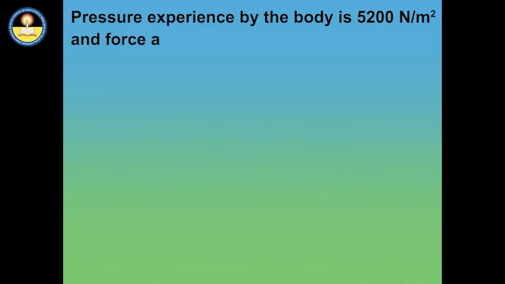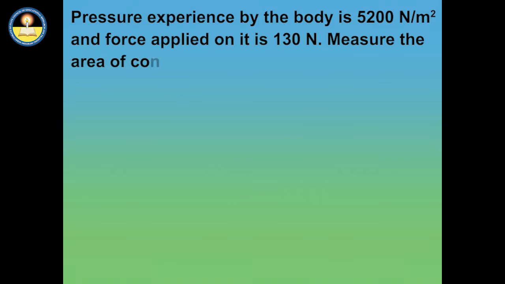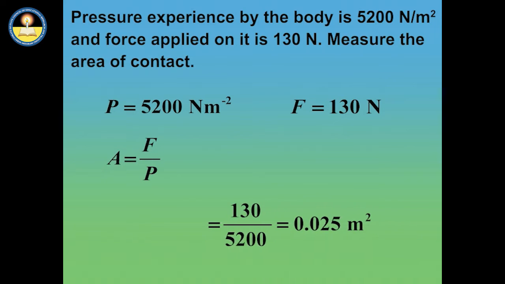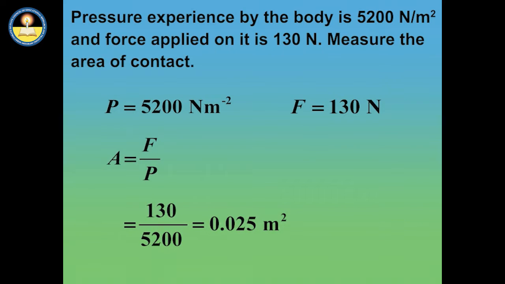If the pressure experienced by the body is 5200 Newton per meter square and force applied on it is 130 Newton, then measure the area of contact. Area of contact can be measured as the ratio of the applied force and the pressure that gives area equal to 0.025 meter square.